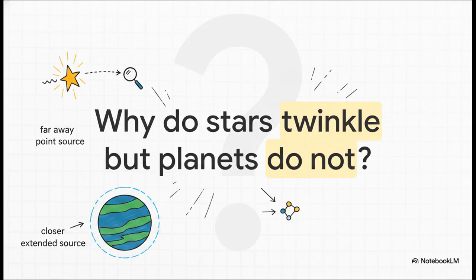Stars are incredibly far away, so to our eyes, they act as tiny point sources of light. Planets, however, are much closer to Earth. Because they're closer, they act as extended sources, which is basically like a collection of millions of tiny point sources. So while the light from individual points on the planet might flicker a bit, the total amount of light entering your eye from the entire planet averages out to a nice constant glow.